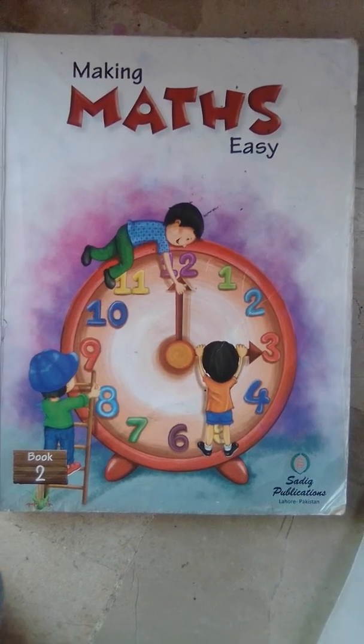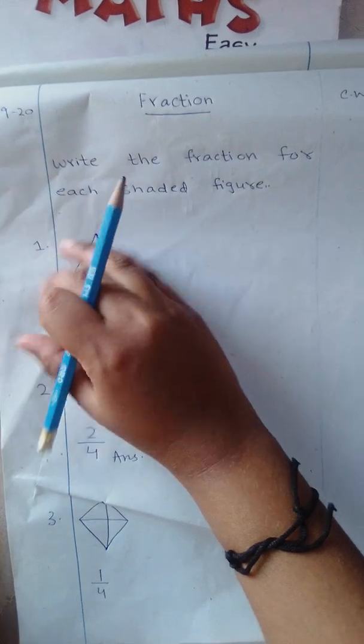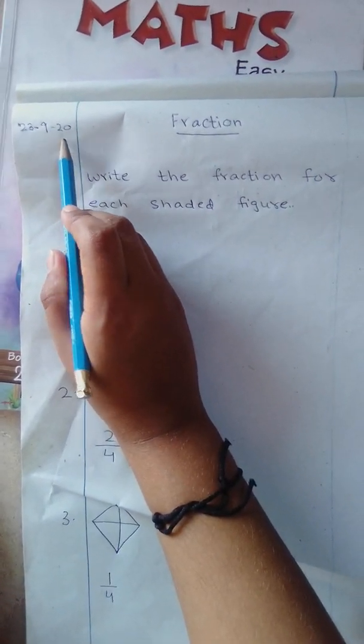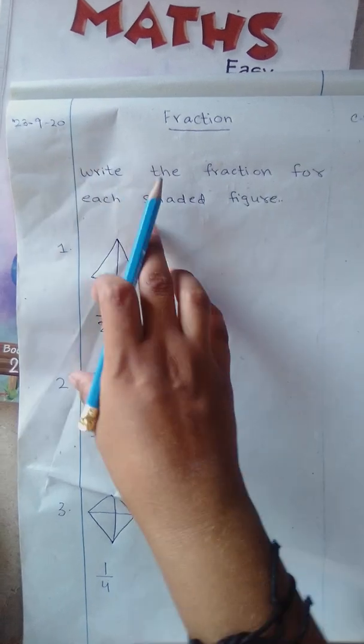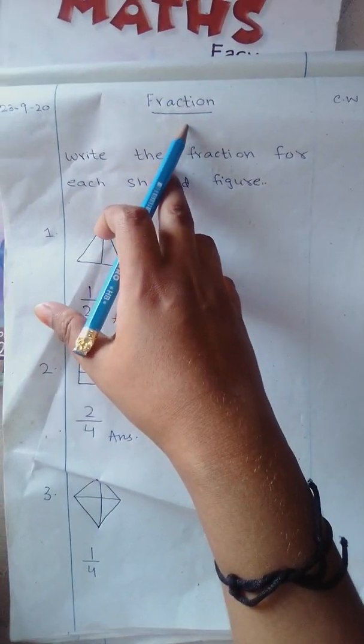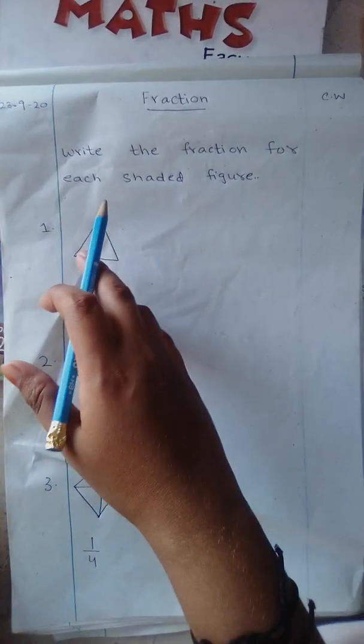So students, now take out your maths copies, all of you. First of all, write down the date here, 23rd 9/20, at the top of the page. Write the heading of fraction. With a blue color pencil, write down classwork, C.W. This is your classwork.